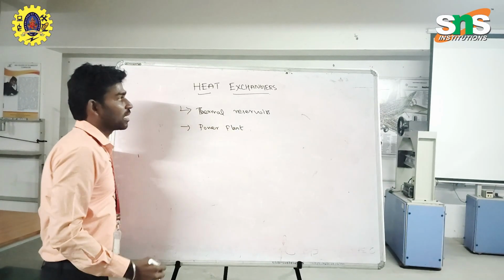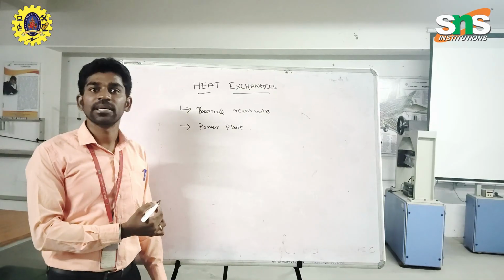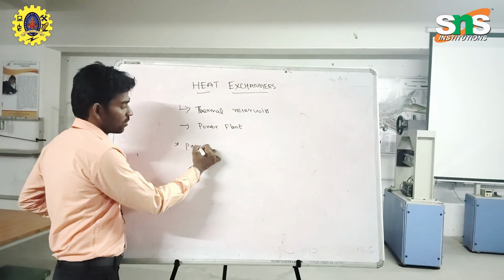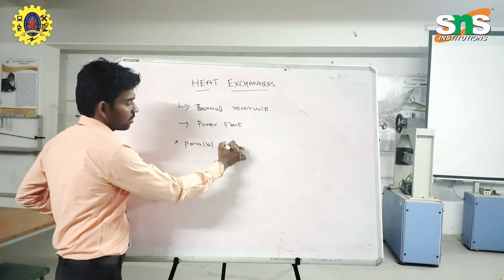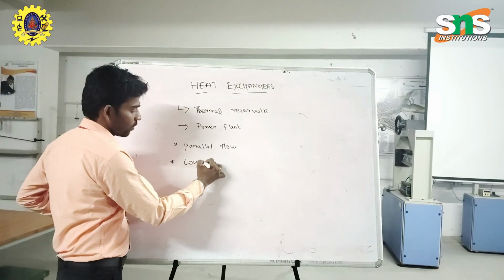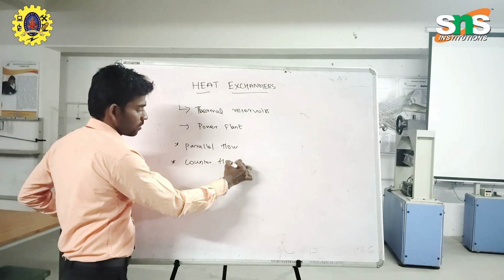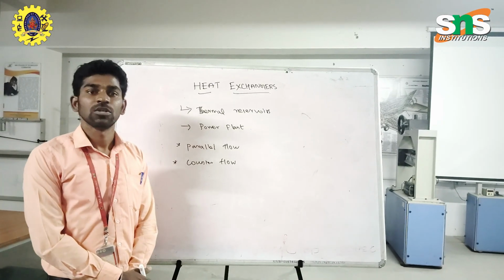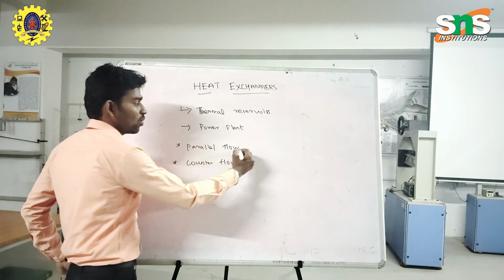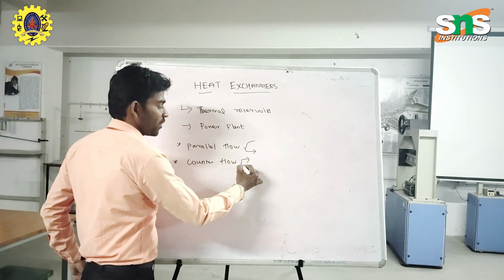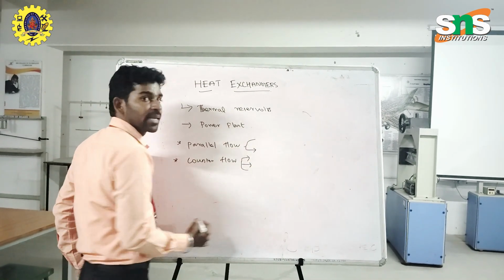So, heat exchangers are normally classified into parallel flow and counter flow. These are the two types of heat exchangers. In this parallel flow and counter flow, we have to find the heat transfer rate of this equipment.